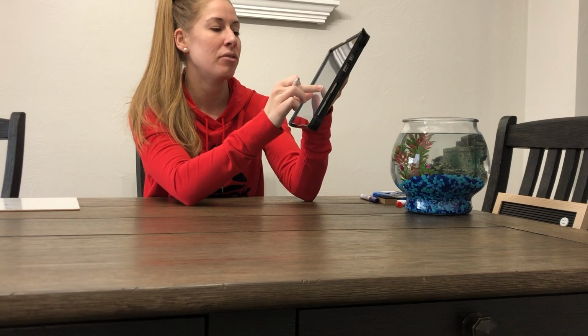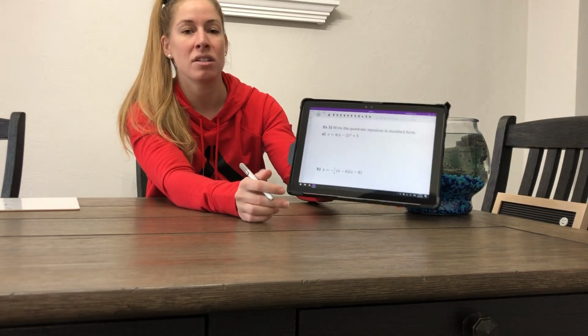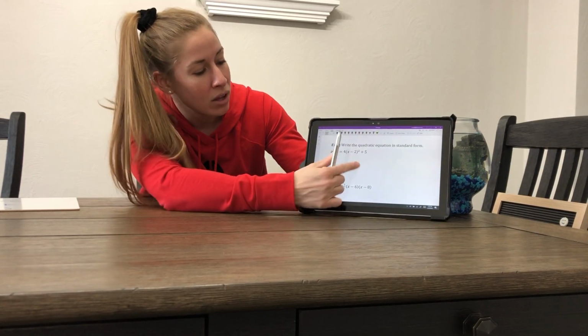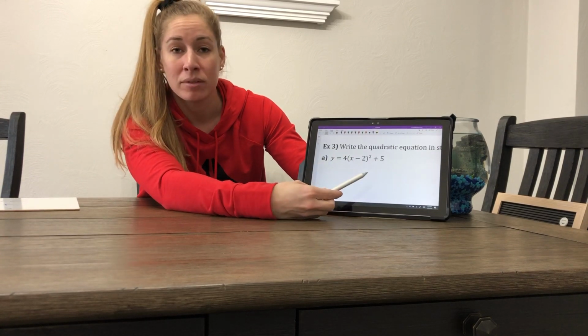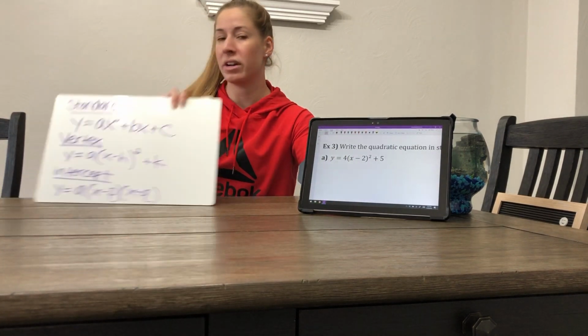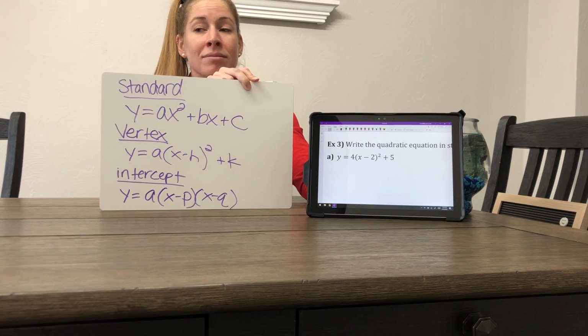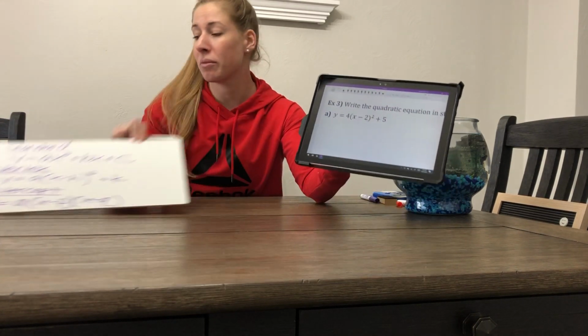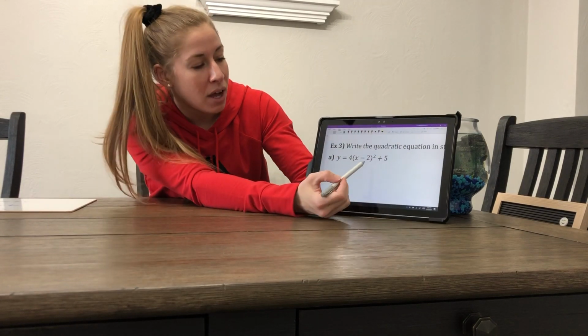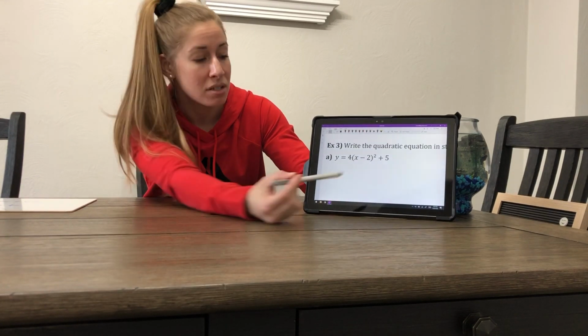All right, number 3, write the quadratic equation in standard form. So if you look at it, what form is it in right now? We had our 3 options over here. What form is number 3 in? Hopefully you said vertex form. So what you're going to do, follow order of operations.